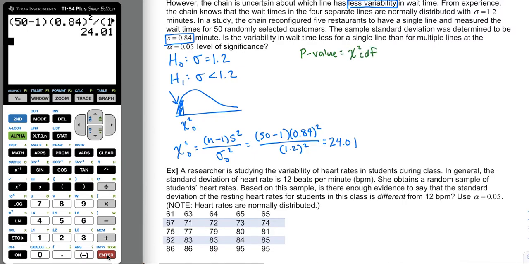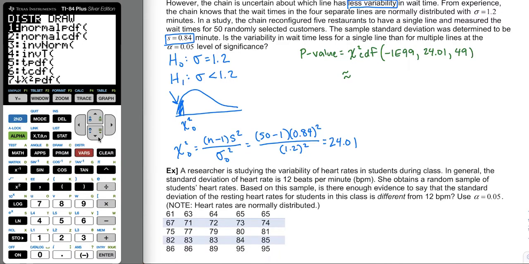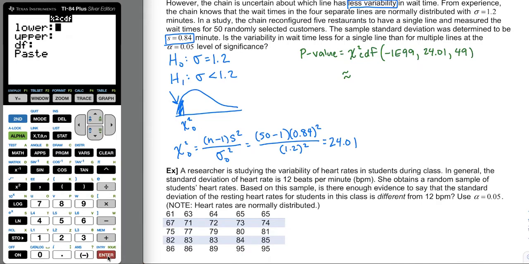It's very similar to normal CDF, except you only need 3 things. You need the lower bound, which will be negative 1e99, the upper bound, which will be our test statistic that we computed, and the degrees of freedom, n minus 1. The sample size was 50, so the degrees of freedom is 49. And then we'll approximate that. We're going to go to second, vars, and then it looks like it's going to be number 8, chi-square CDF. The lower bound we said is negative 1e99. The upper bound is 24.01. The degrees of freedom is 49.